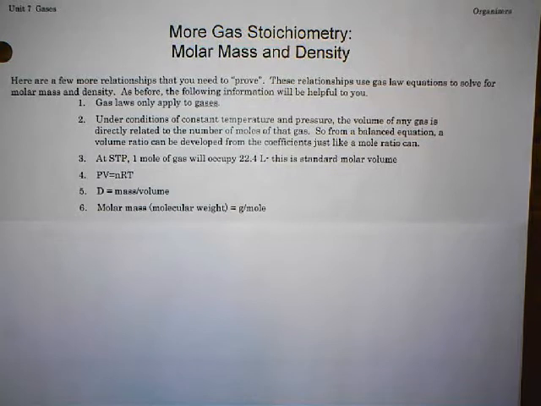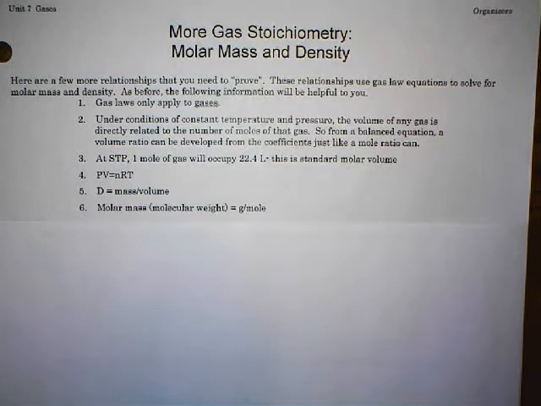We've got a little bit more gas stoichiometry to take a look at. We are now going to throw into the mix the idea of molar mass and density. So same idea that you did with the first gas stoichiometry. I've got 5 proofs that I want you to complete. And in this case, the first 4 hints that I've given you are the same as the first set.